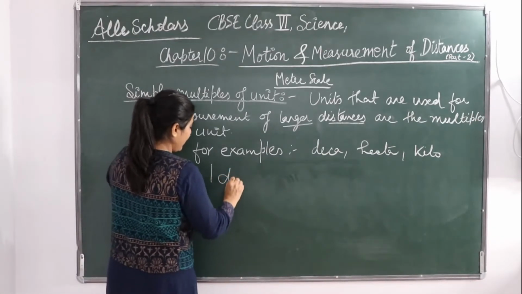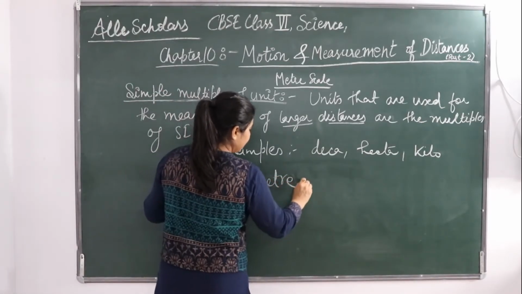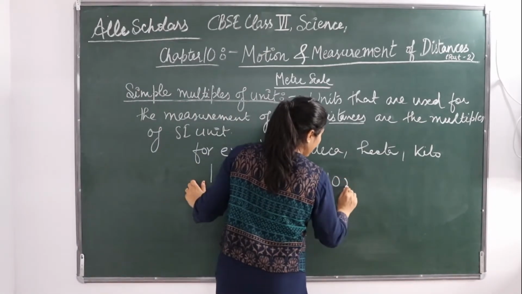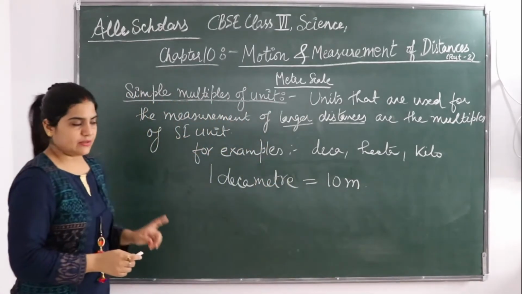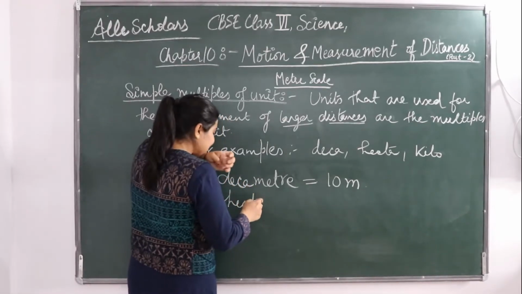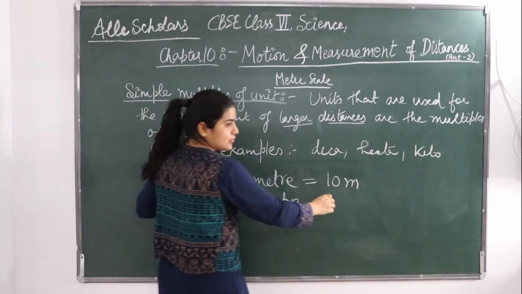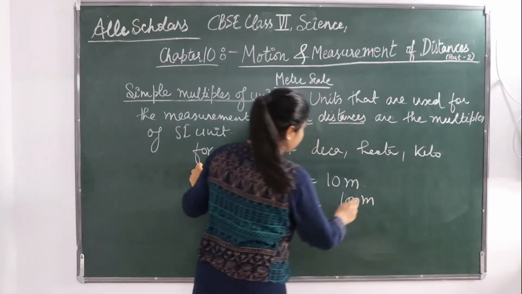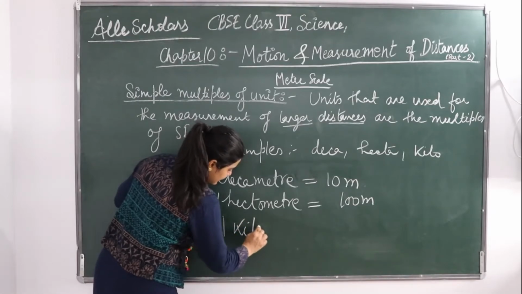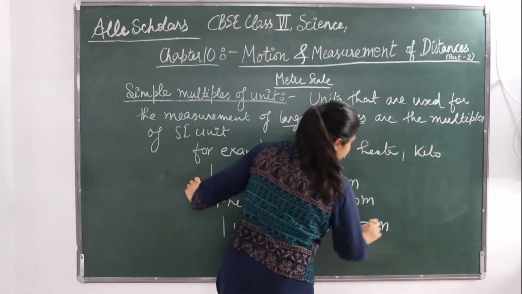So if you talk about 1 decameter, it gives you how many meters? 10 meters. Okay, 1 decameter is equal to 10 meters. Now if you see 1 hectometer, so 1 hectometer is going to give you 100 meters. Okay, 1 hectometer is 100 meters. And if you see 1 kilometer, as I have already told you, 1 kilometer is equal to 1000 meters.